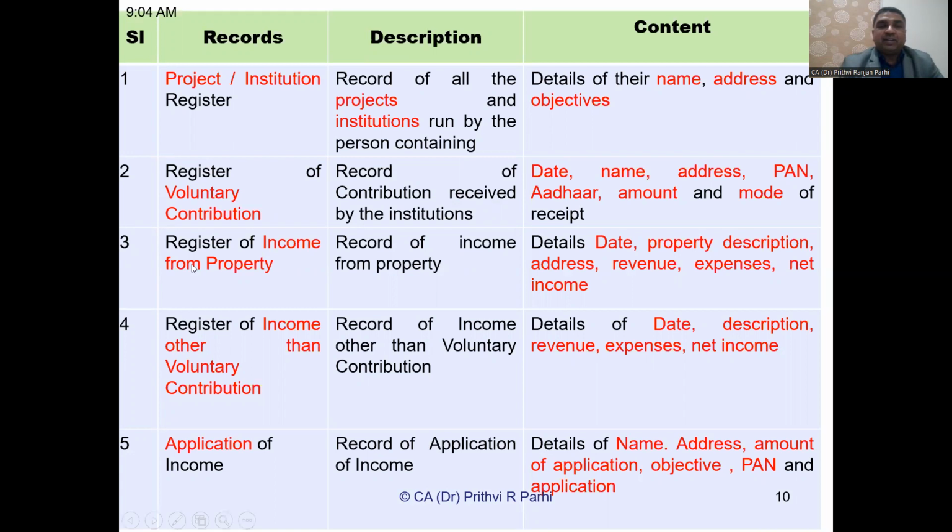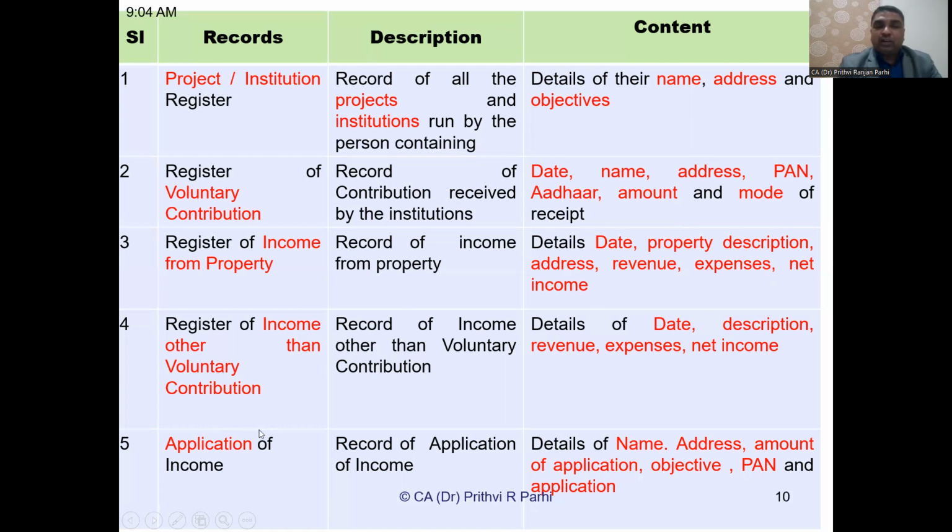Third register, which is important, is the register of income from property. If the trust is having some property and income is coming therefrom, that register is also required to be maintained, containing the date, property description, address, revenue, expenses, net income. All these details should be available. Next, one more register, register of income other than voluntary contribution. If that entity is receiving some contribution other than voluntary contribution, then a record has to be kept explaining the date, description, revenue, expenses, and net income.